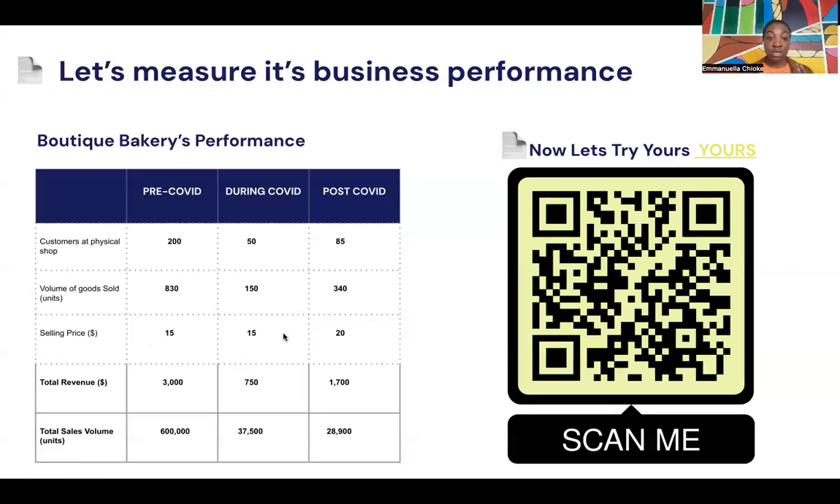And because they're selling to more people, it means that the volume of the product that they're selling is going up as well. This has gone up to 340. Because this has gone up as well, their total sales volume has also gone up. And that now puts us at 28,900 boxes of donuts that they have sold in this post-COVID era.